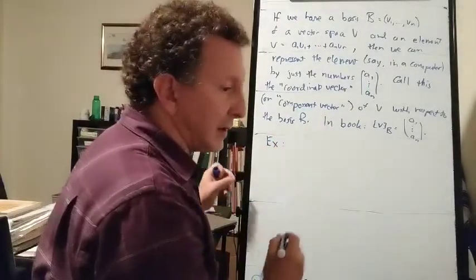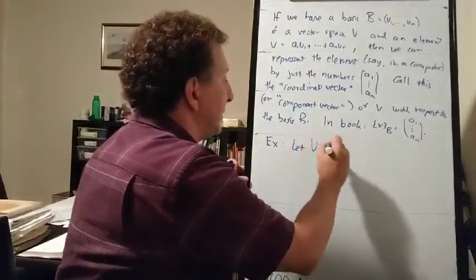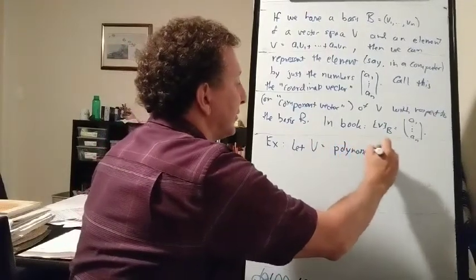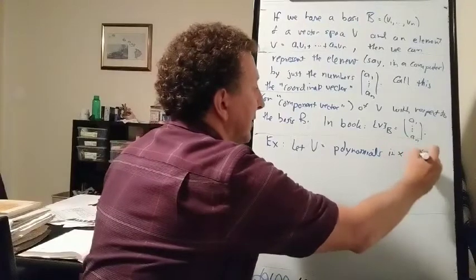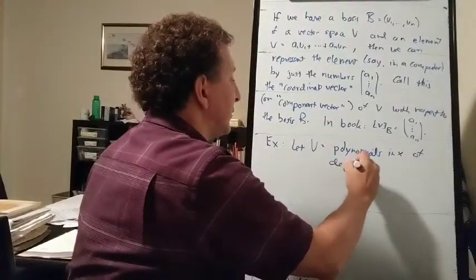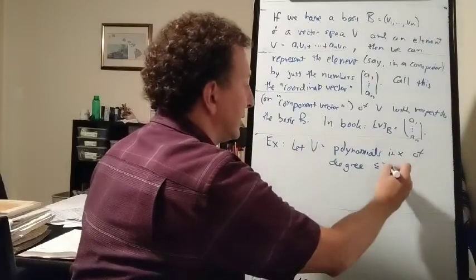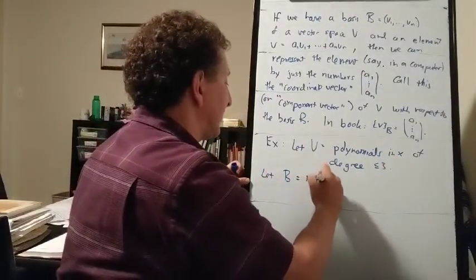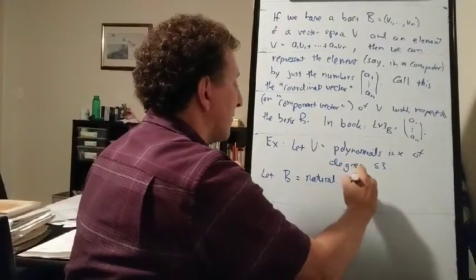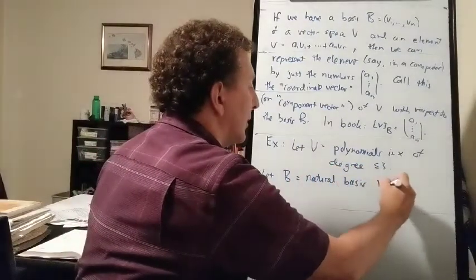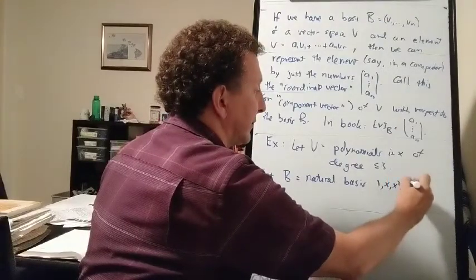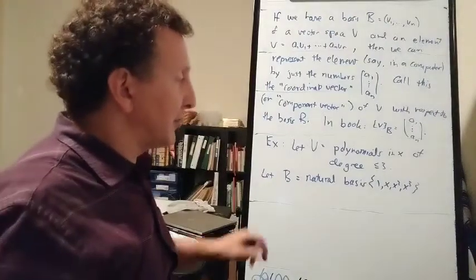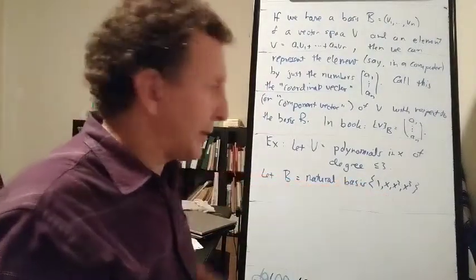For example, let V be polynomials in x of degree less than or equal to 3. Let B be the natural basis 1, x, x squared, x cubed. Every polynomial of degree at most 3 can be written as a linear combination of these powers of x.